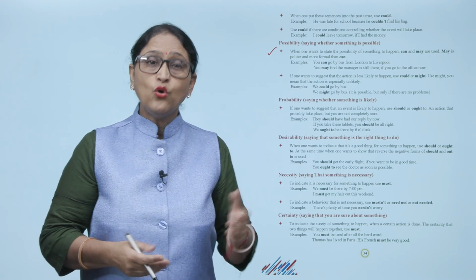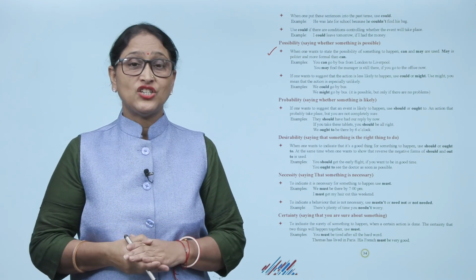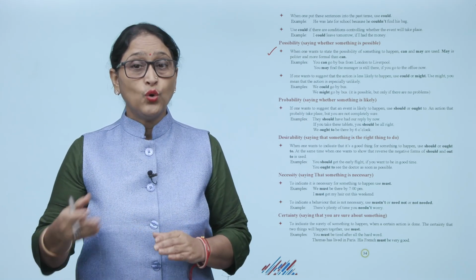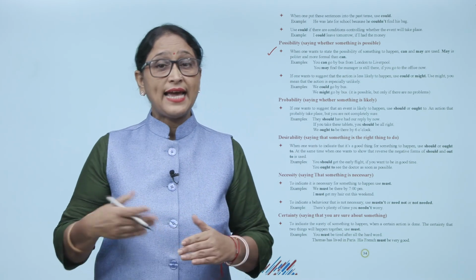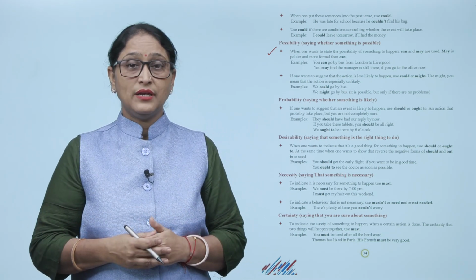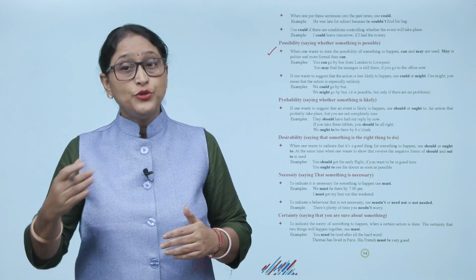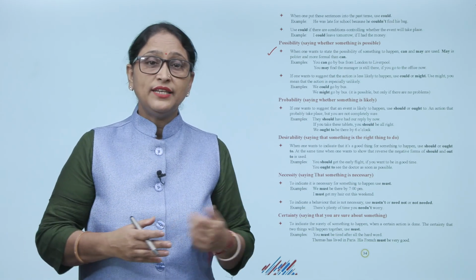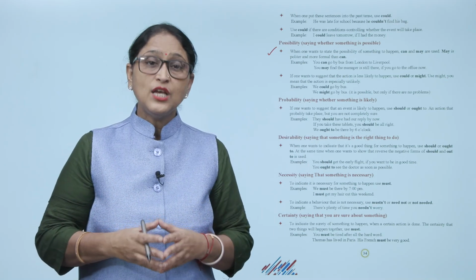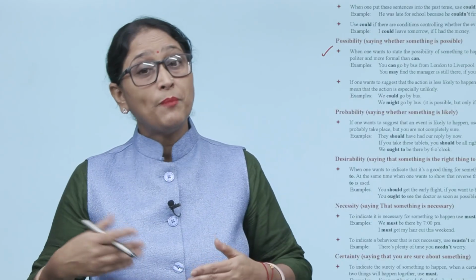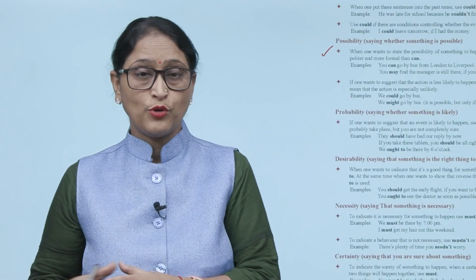Examples, you can go by bus from London to Liverpool. You may find the manager is still there if you go to the office now. If one wants to suggest that the action is less likely to happen, we can use could or might. Use might if you mean that the action is especially unlikely. Examples, we could go by bus. We might go by bus if it is possible, but only if there are no problems.